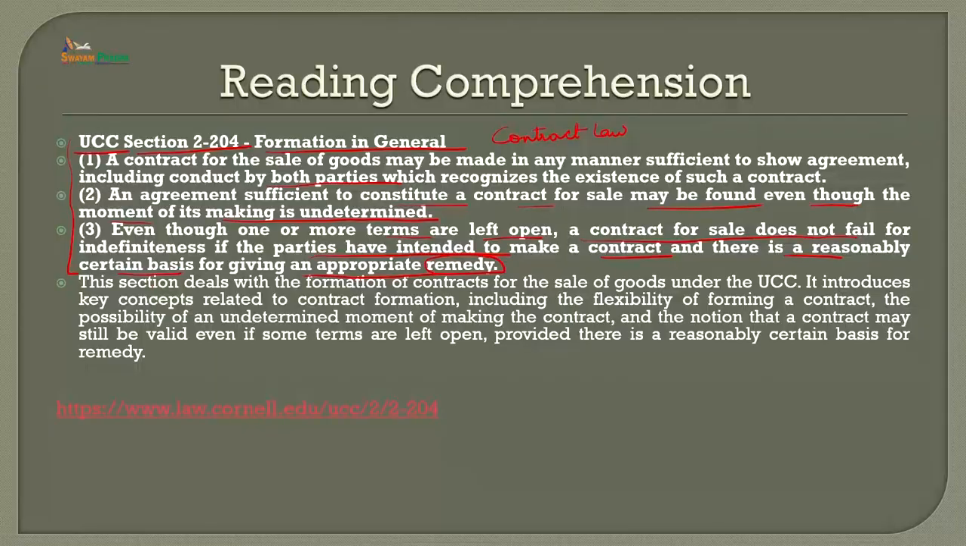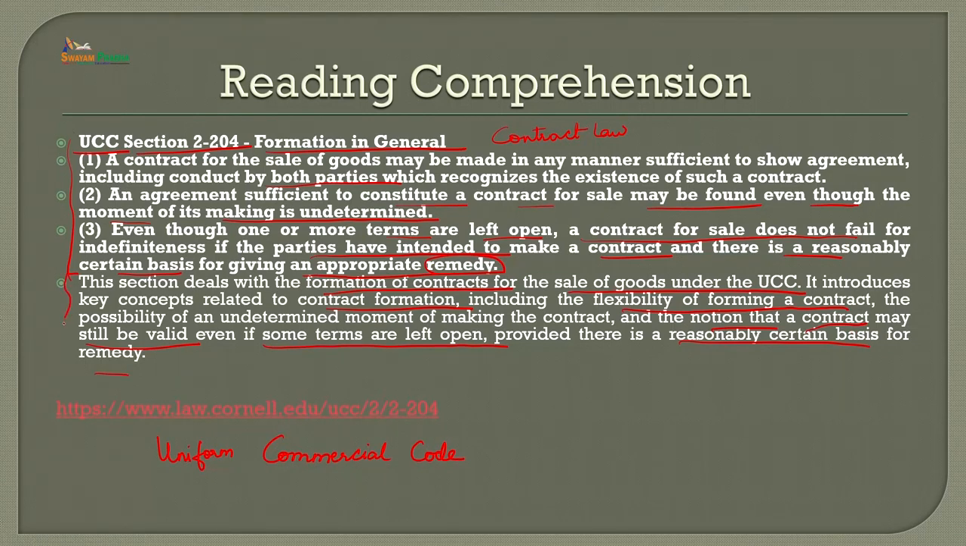Let's complete it. This section deals with the formation of contracts for the sale of goods under the UCC. What is UCC? It is the Uniform Commercial Code. So, this section introduces key concepts related to contract formation, including the flexibility of forming a contract, the possibility of an undetermined moment of making the contract, and the notion that a contract may still be valid even if some terms are left open, provided there is a reasonably certain basis for remedy.